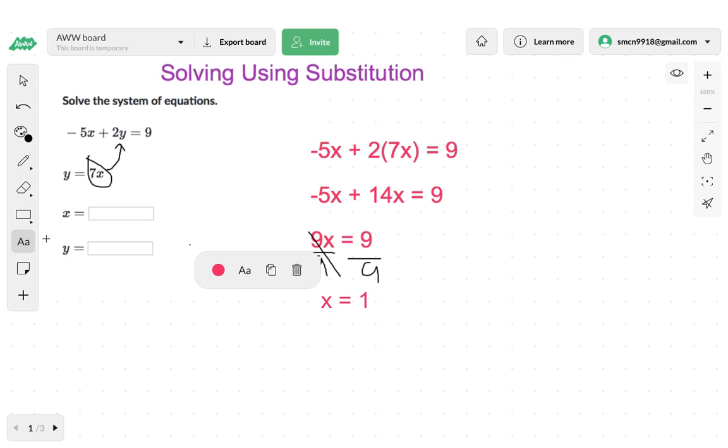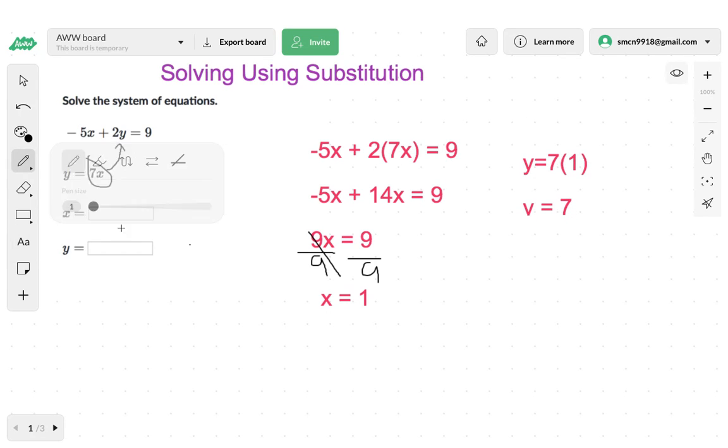So now, if you can see here, it's looking for both the value of x and the value of y. So I'm going to go back to this first equation, and I'm going to input my new value. I'm going to put y equals 7, and then instead of x, I'm going to put 1. So I know 7 times 1, y is going to equal 7.